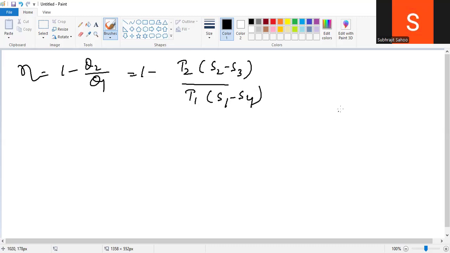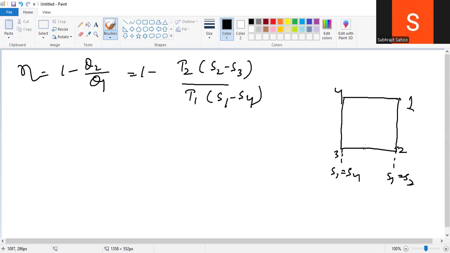Okay. This is my diagram. This was my TS diagram, right? This is my TS diagram. Okay. This is 1, 2, 3, 4. So S1 equal to S4, and here S1 equal to S2, and here T2 equal to T3, and here T1 equal to T4. Just the last diagram, right?